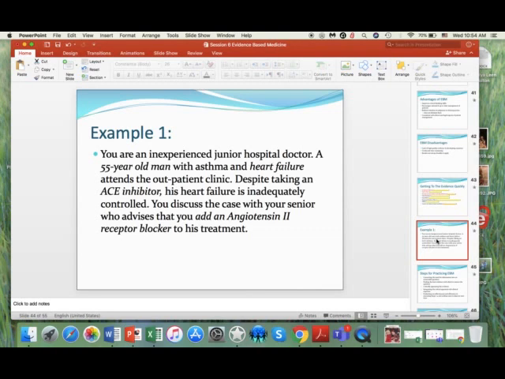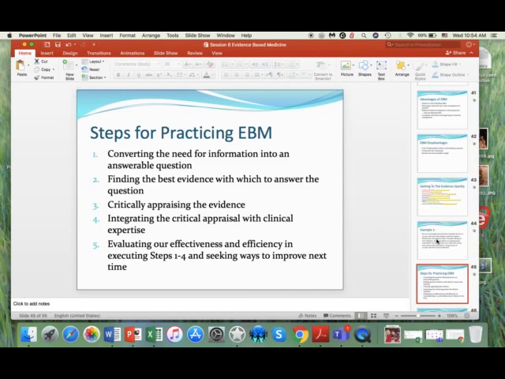Let's go through a couple examples. So you are an inexperienced junior hospital doctor. A 55-year-old man with asthma and heart failure attends your outpatient clinic, and despite taking an ACE inhibitor, his heart failure is still inadequately controlled, like it's not well controlled. You discuss the case with your senior doctor, who advises you to add an angiotensin II receptor blocker, an ARB, to his treatment. So you could just do that, or you can research, is this a good thing to do?